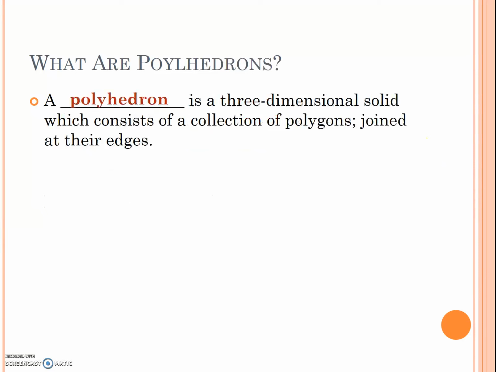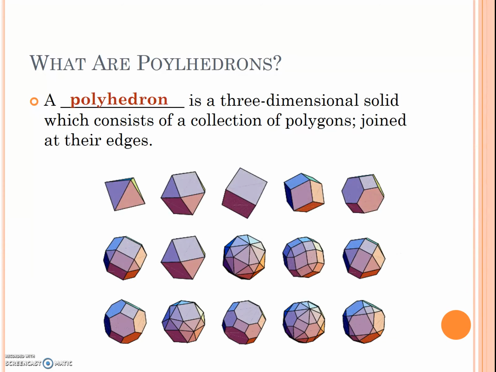A polyhedron is a three-dimensional solid which consists of a collection of polygons joined at their edges. This sounds a little bit complicated until you think about taking a polygon and making it three-dimensional. And that makes it a polyhedron. But there are some cool pictures right there of all types of different polyhedrons.